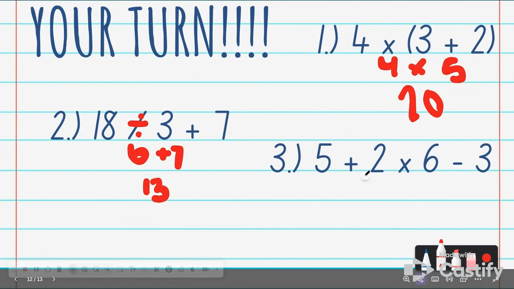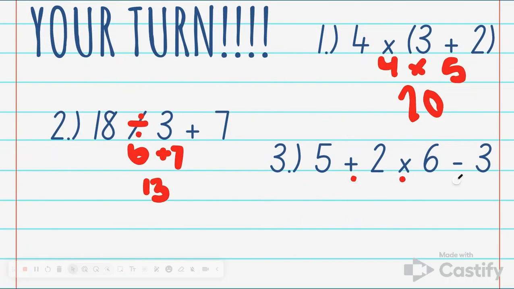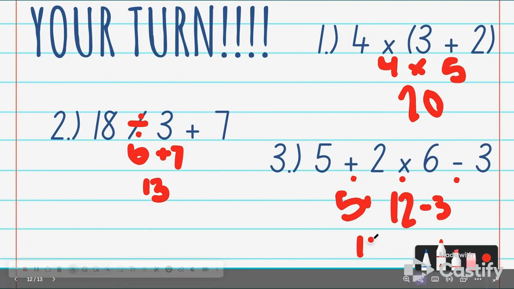Okay. Oh, we have 3 different operations that we're looking at here. But when we look at our PEMDAS, we know that multiplication comes before addition and subtraction. So we're going to do 2 times 6. That's going to get us to 12. Pull everything down with us. And then we're just moving left to right. 17. And that's going to get us to 15.